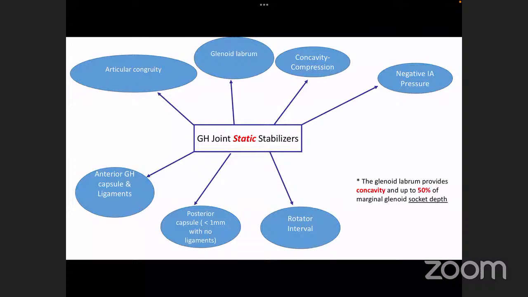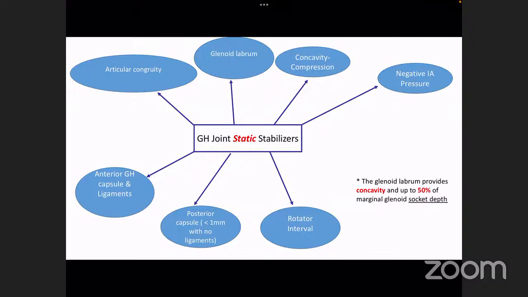Okay, the anterior glenohumeral ligaments. The most important one, as you all know, especially in abduction and external rotation, is the anterior band of the inferior glenohumeral ligament. So when you are tested about the most important band, whether in the shoulder or elbow, the answer will always be the anterior band, okay?